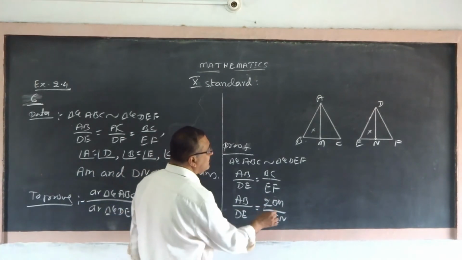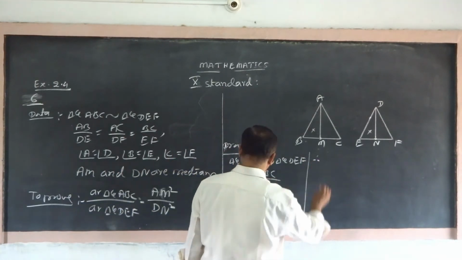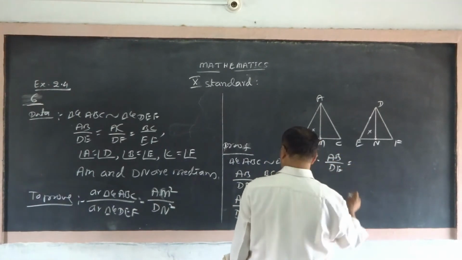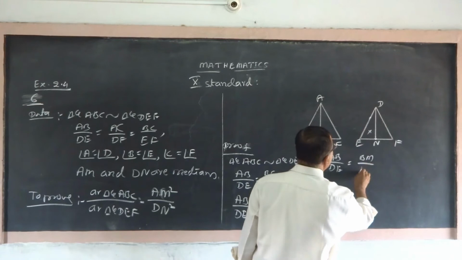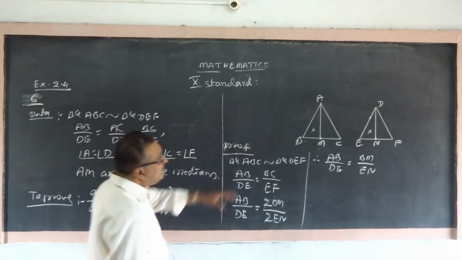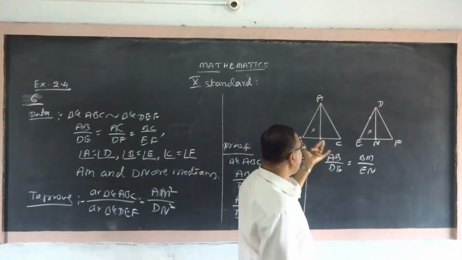So the 2s cancel. Therefore, AB by DE is equal to BM by EL. Now, AB by DE is equal to BM by EL.